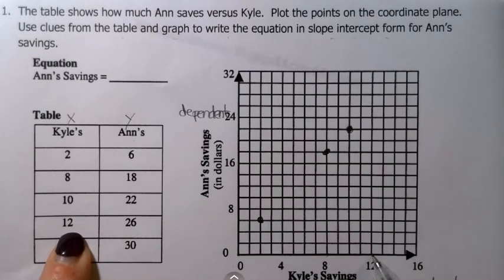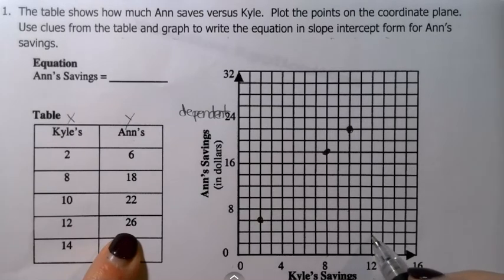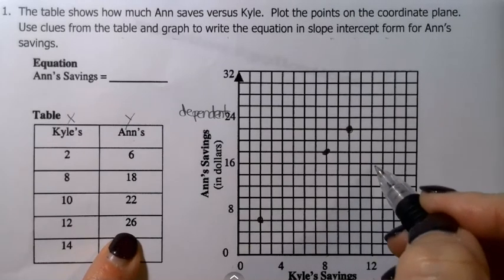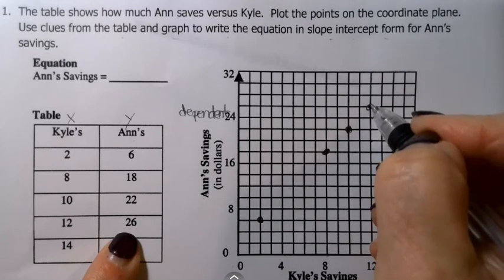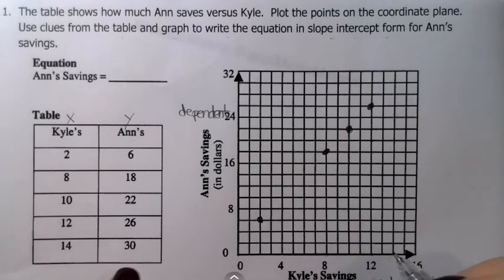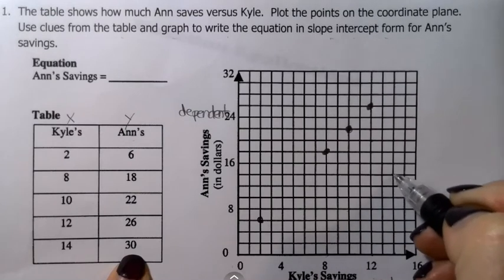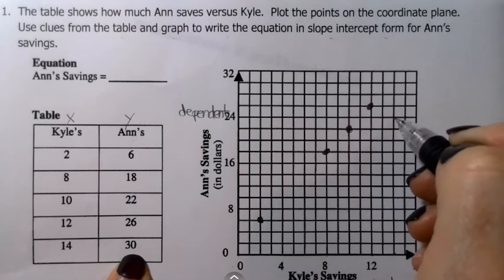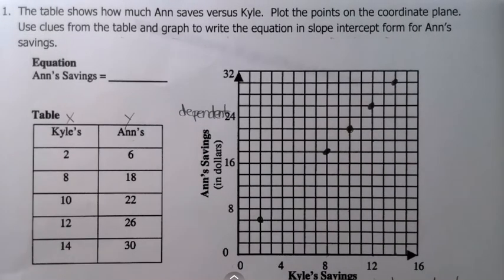The next set of data is when Kyle saves $12 and Anne saves 26. So 2, 4, 6, 8, 10, 12, 14, 16, 18, 20, 22, 24, 26. And our last set of data says that when Kyle saves $14, Anne saved $30. So 2, 4, 6, 8, 10, 12, 14, 16, 18, 20, 22, 24, 26, 28, and 30. And that gives us some points, and those points appear to be in a line.